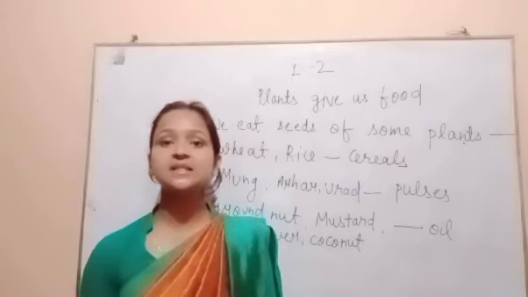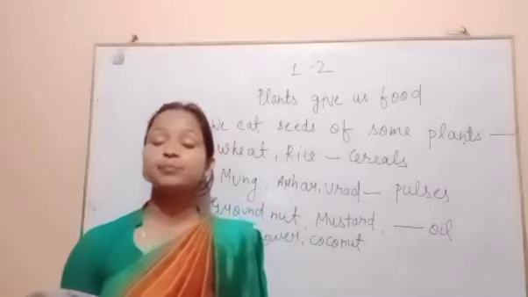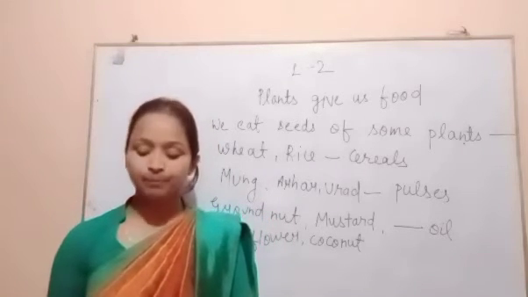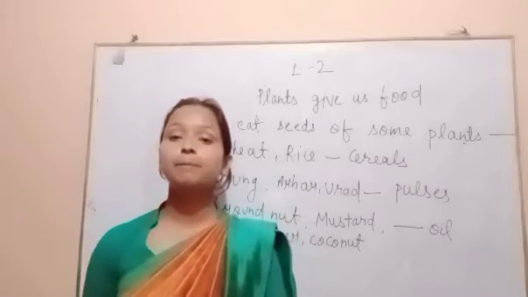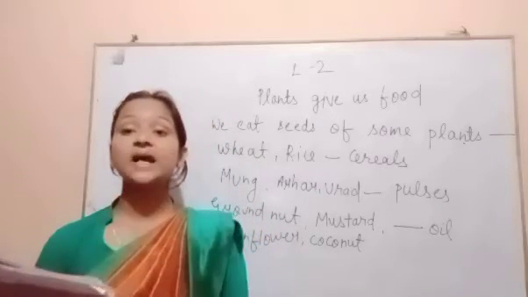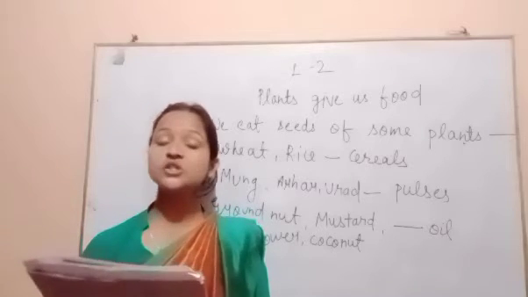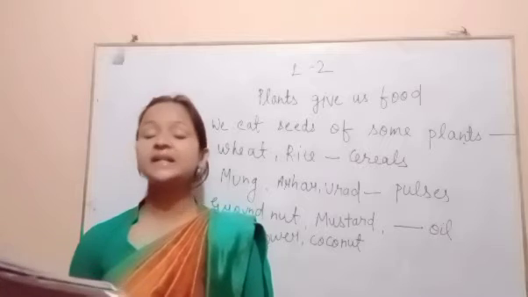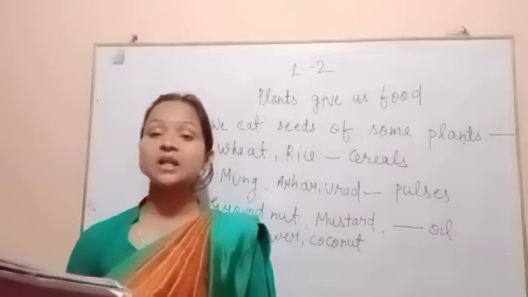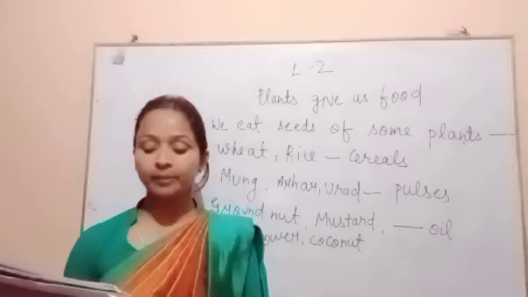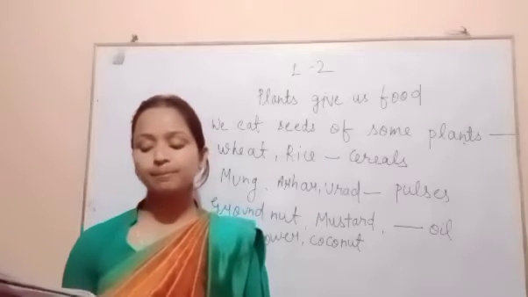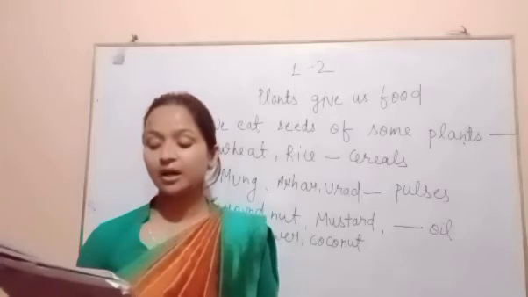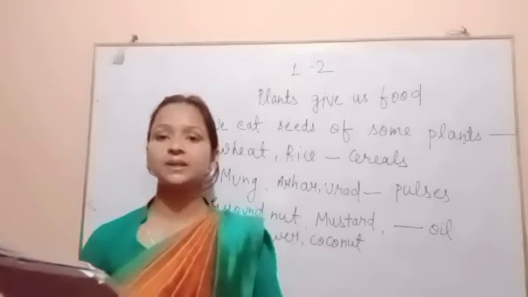All cereals and pulses are seeds of the plants. And you know that potato is the world's most widely grown vegetable, and we get many types of spices like cardamom, clove, cumin, black pepper from the plants. We get nuts such as walnuts, almonds, cashew nuts from the plants.